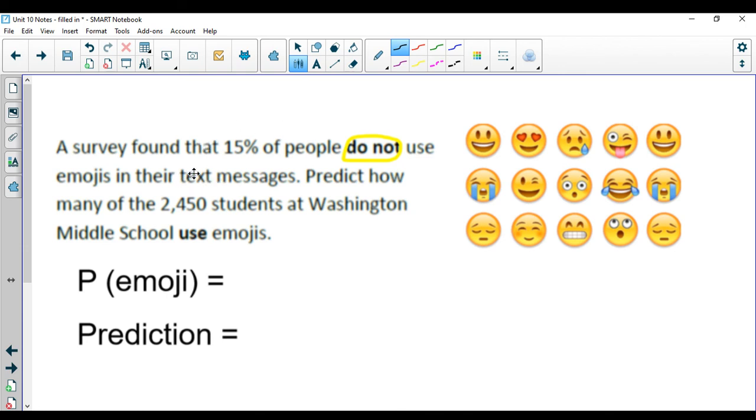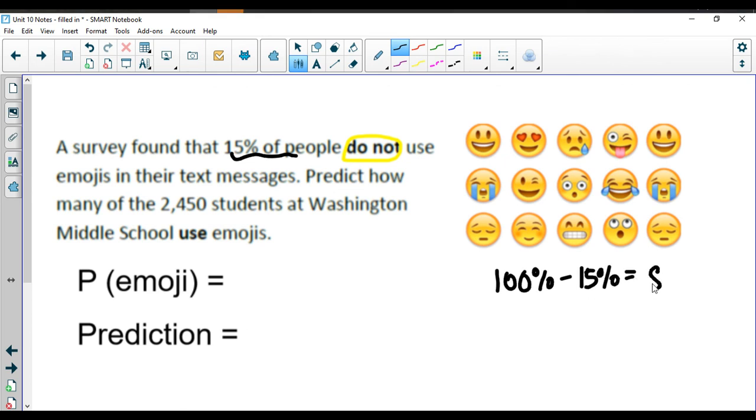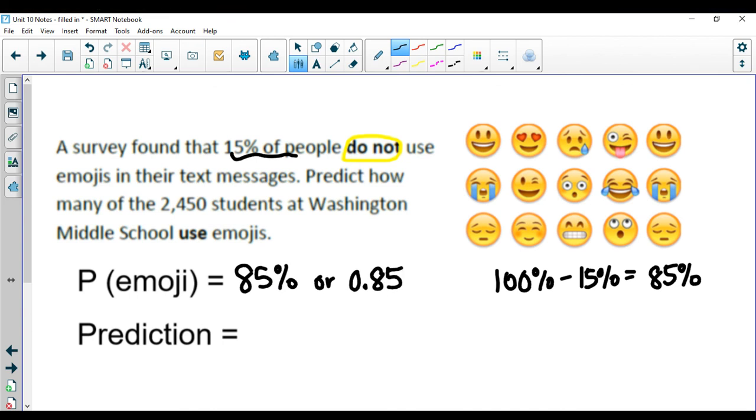A survey found that 15% of people do not use emojis in their text messages. Predict how many of the 2,450 students at Washington Middle School use them. So if 15% of people do not use them, we can say 100% is everybody. Take out the people who do not use them, and we have 85% who actually do. So the probability that we have an emoji is 85%, or because we're going to put this into our calculator, we can go ahead and change it to a decimal version, or you could even put it as a fraction.